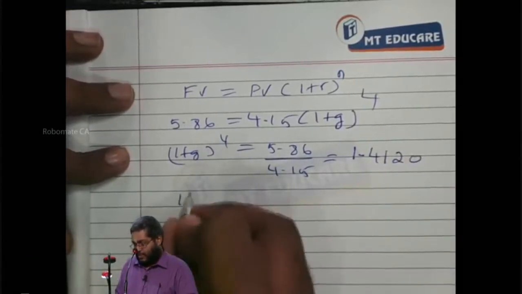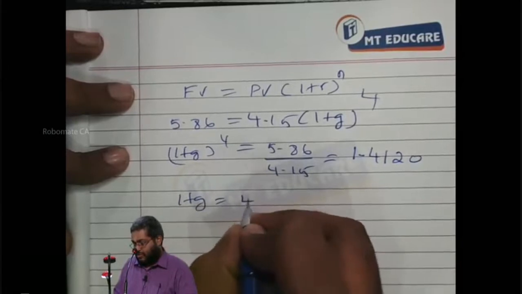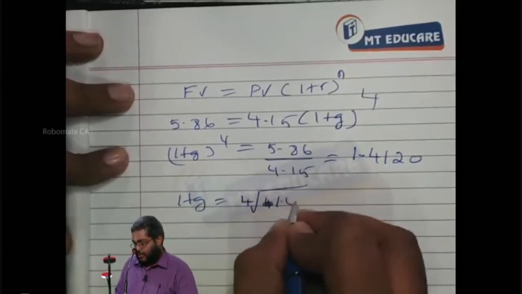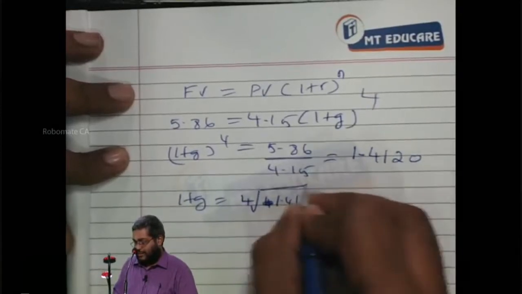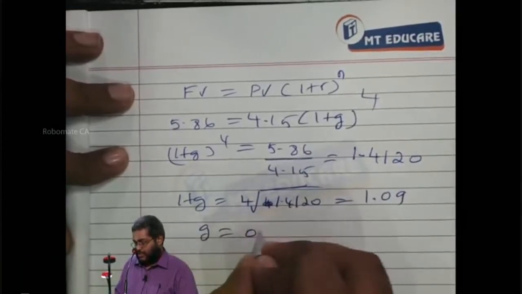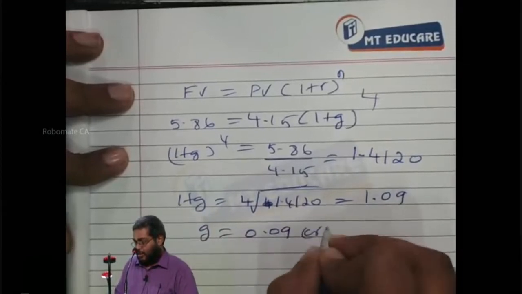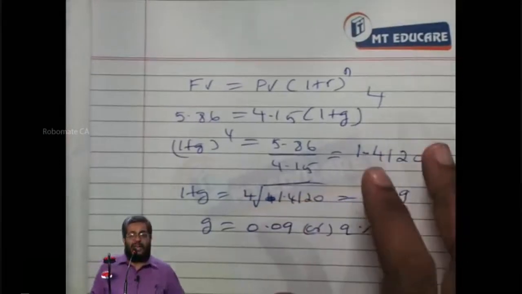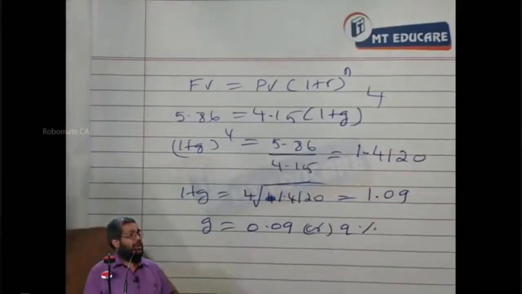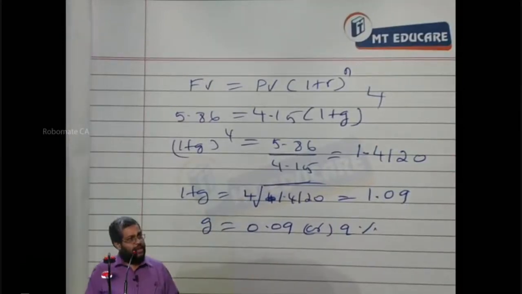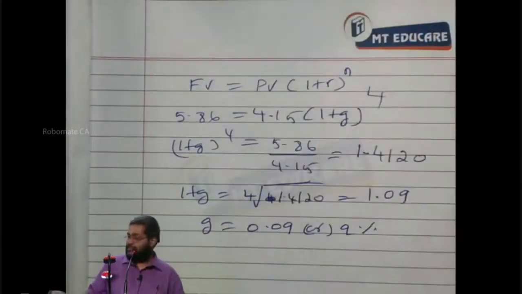1.4120. Okay. 1 plus G is equal to 4th root of 1.4120. Is equal to how much? 1.09. G is equal to how much? 0.09. Or how much percent? That means the share price should grow at how much percent? 9%. For the investor to achieve a yield of 12%. Are you all following what I am saying? Are you following the solution up to this or not? No. Please copy the slides.